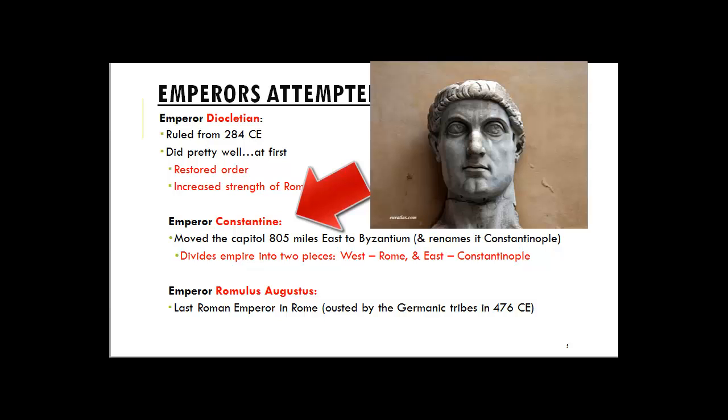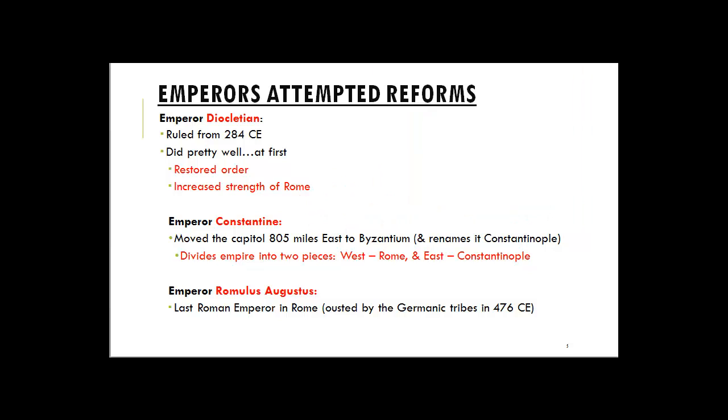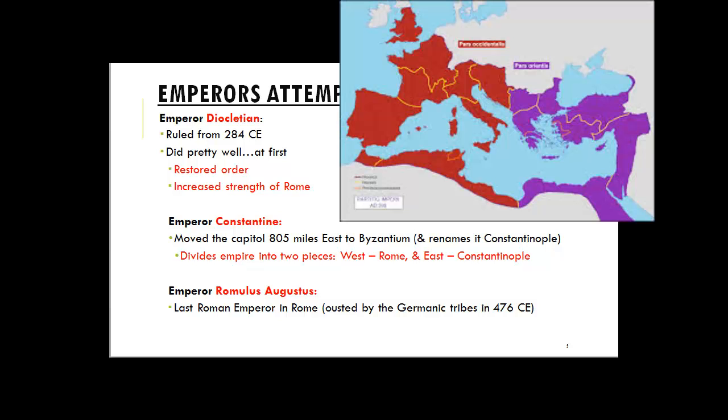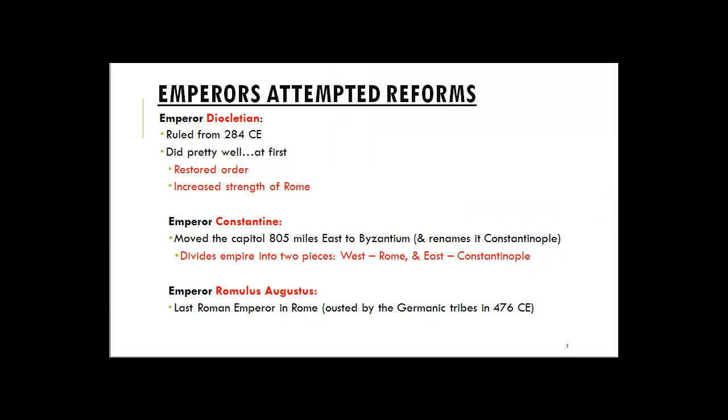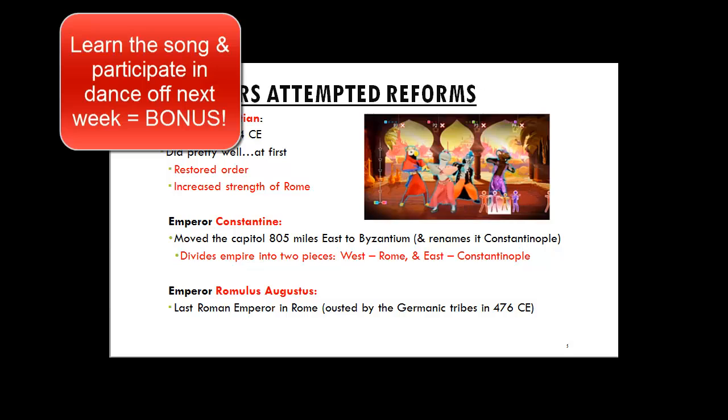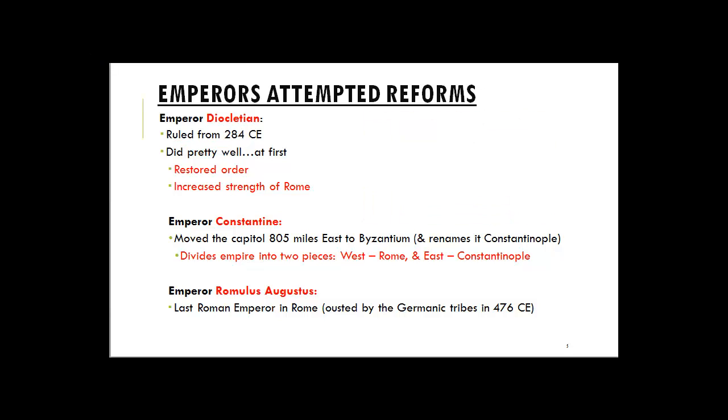Constantine, you talked about, is going to solve the problem of the governing of Rome by dividing it into two pieces: the western part centered around the city of Rome, and the eastern part, where he is going to move the capital city, or his city, and he's going to rename it Constantinople. This, most historians say, is the mark of the true falling apart of Rome. Once you split it in two, it just never gets back to where it was. The last Roman emperor in the western half of Rome is going to be Romulus Augustus. He's going to be ousted by the Germanic tribes when they sacked the city in 476.